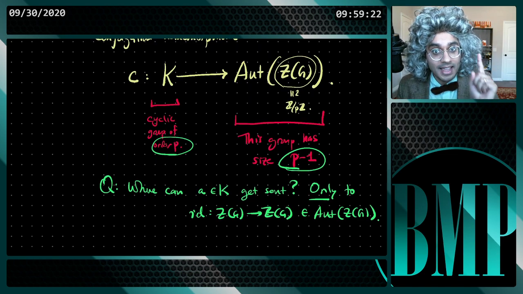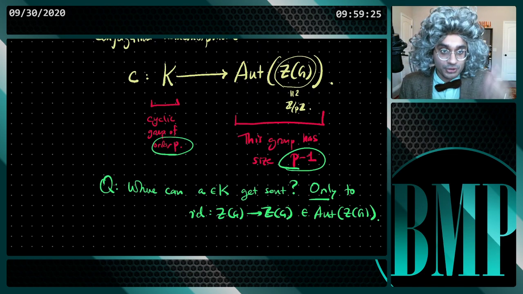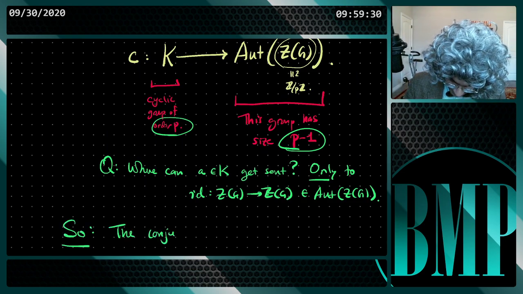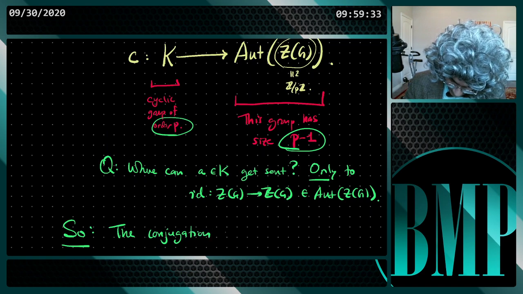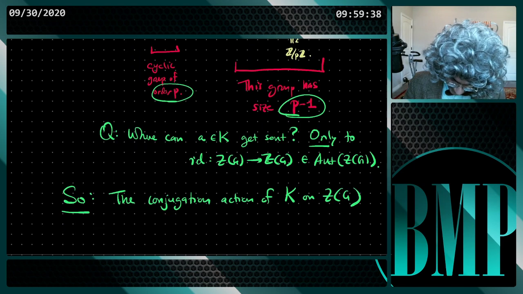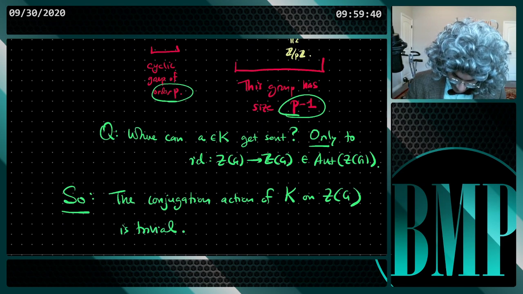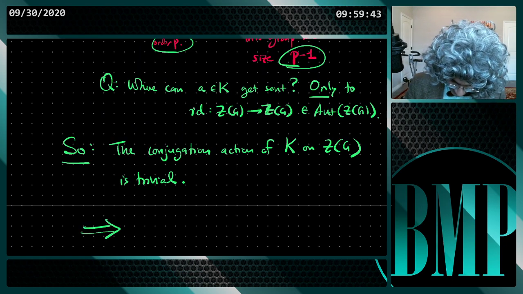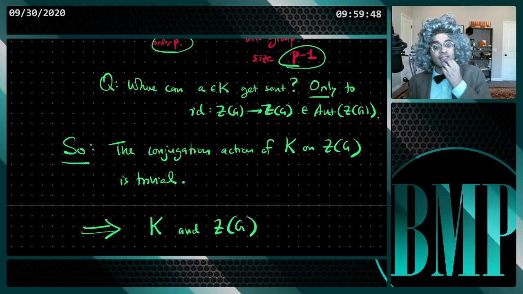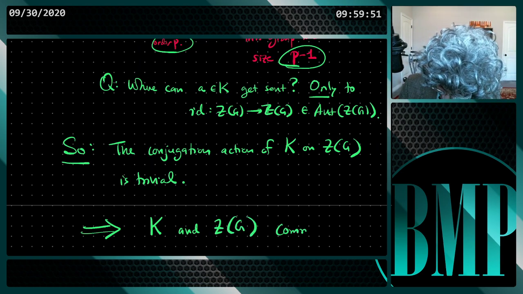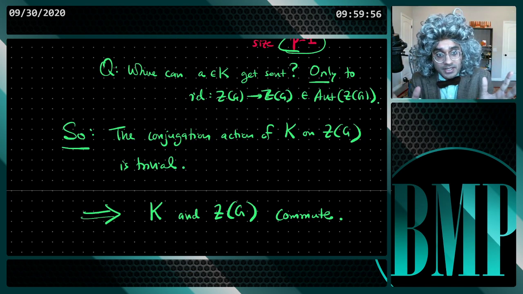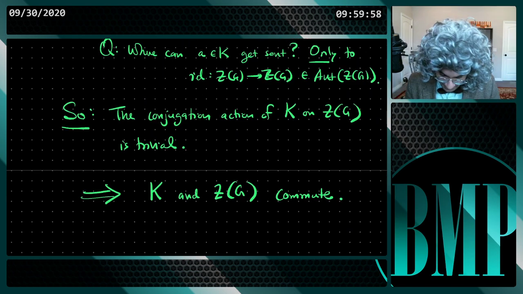So the conjugation action of K on this group is trivial. In other words, K and the center commute, and are disjoint.